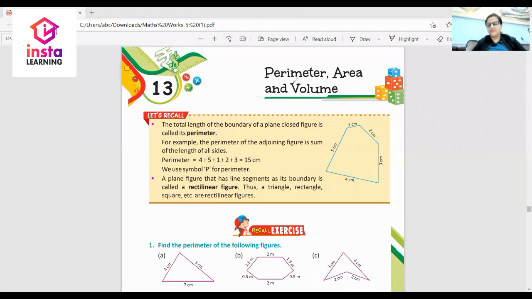Students of class 5th, here your math teacher Aunty Kalra is going to teach you chapter number 13. It is all about perimeter and area and volume. So, do you know what is perimeter?